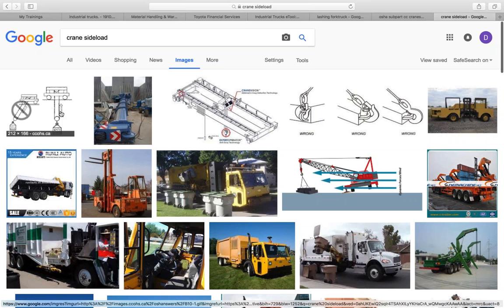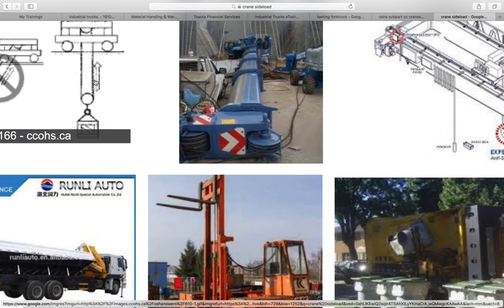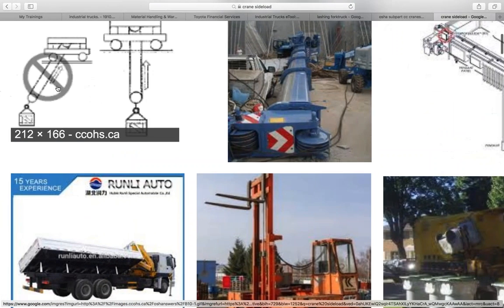So this is what we're talking about right here. The center of gravity is here, right? So this is a traditional load. This is a side load. We're picking it up from another surface. Let's say this text box right here is a surface, and we're pulling.